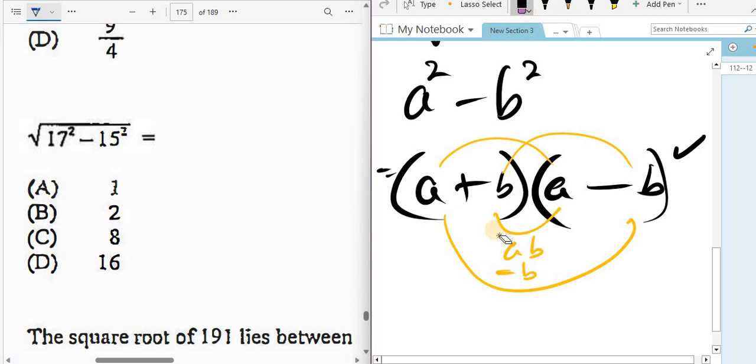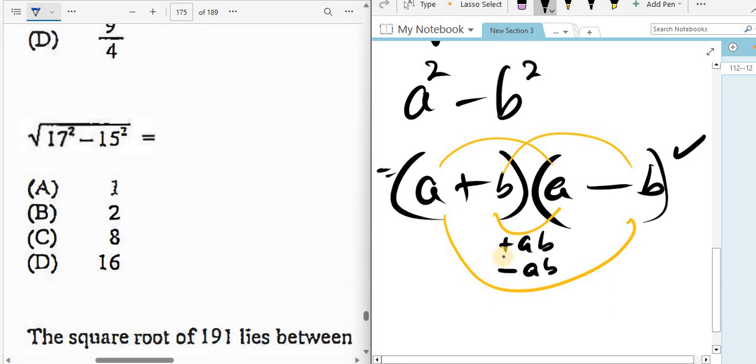what's happening here is that a times b gives you what? Positive ab, put the a first, alphabetical order, and a times negative b is negative ab. What happened to these guys here? Same term, but different signs.